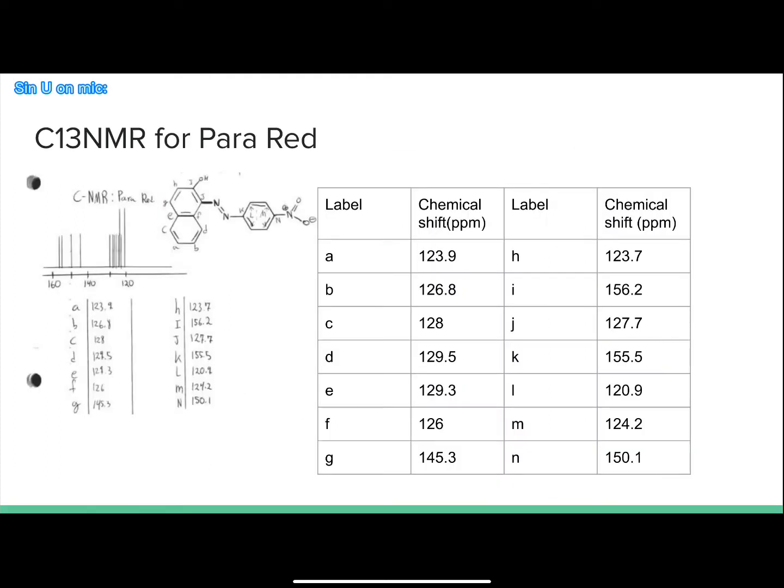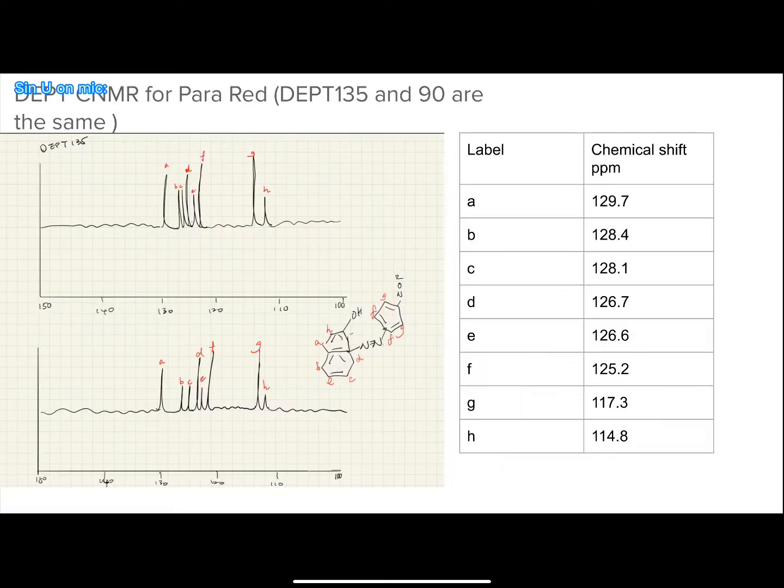Looking at the C13 NMR for Para-Red, there are 14 peaks in total. However, there are 16 carbons in the compound. The reason for that is that L and H each represent symmetrical carbons, so they represent 1 peak each. The DEPT 135 and DEPT 90 CNMR are the same. So for both charts, it would be 9 peaks. And the F and G represent the 2 different symmetrical carbons.